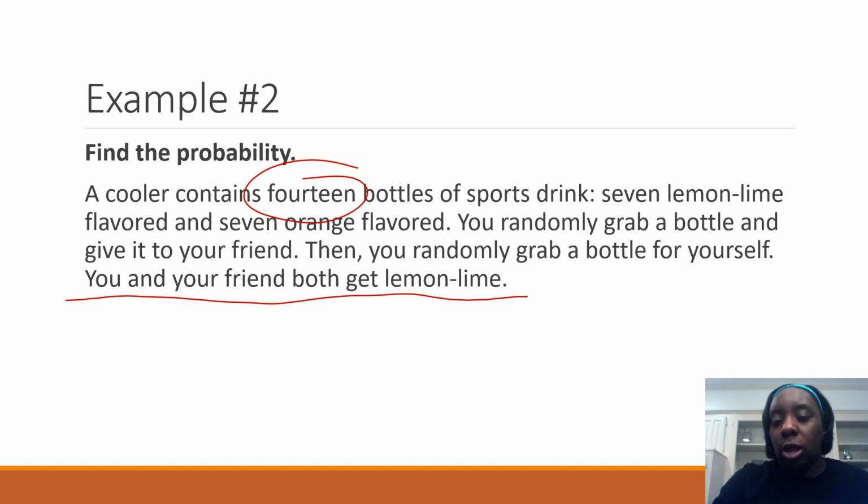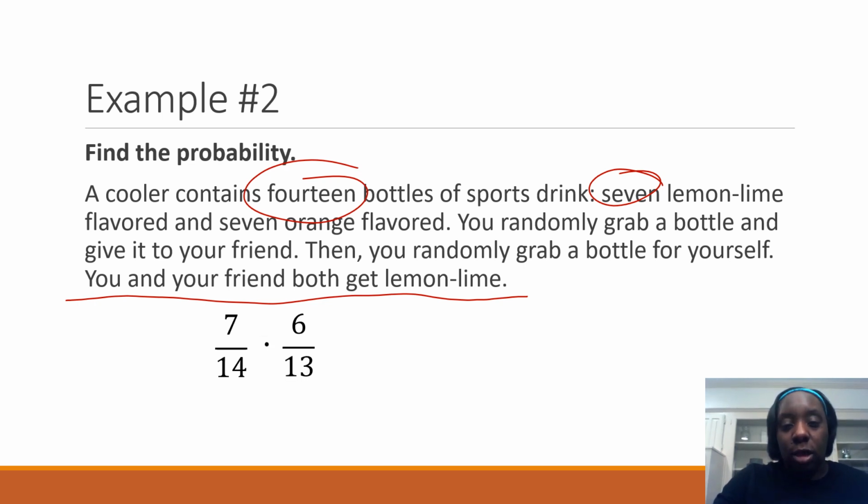Remember that last question is what they're finding the probability of. So you need a lemon lime for your friend. So there are 7 lemon lime, and it's a total of 14. First fraction is easy, 7 out of 14. Now, when I go in there and give my friend a bottle, I no longer have 14 in the cooler. It has dropped down to 13. I also no longer have 7 lemon lime flavored. It's dropped down to 6. So my next fraction is 6 out of 13. I do my math and I get my answer.